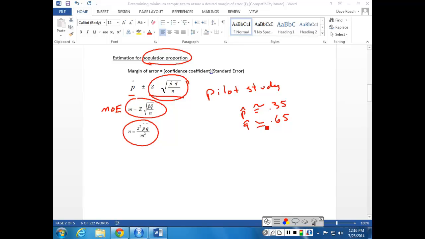But frequently, we don't have any kind of pilot study or prior information. If that's the case, if you have no prior information, let P hat equal 0.5 and Q hat equal 0.5. The reason you do that is we have the product of P and Q. The largest product you can get is with 0.5 and 0.5 because they have to add to 1. So if you had P hat and Q hat, just to give you some numbers here that they could be.